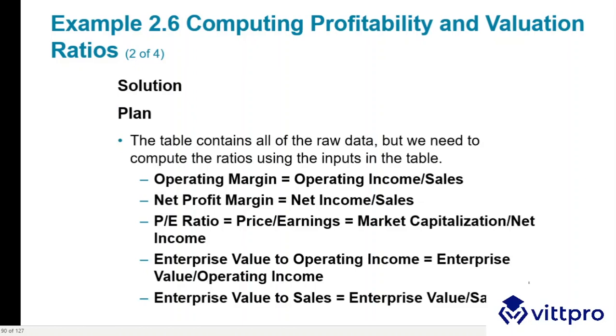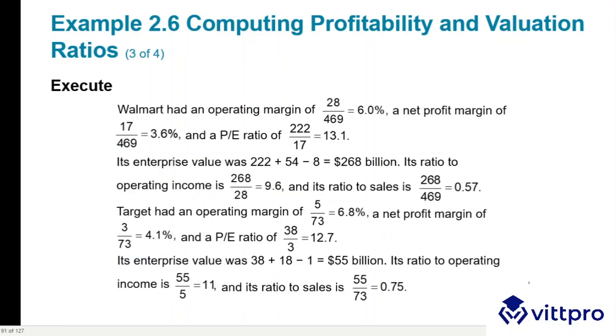PE ratio is market cap divided by the net income. So here you can calculate: Walmart has an operating margin of 6% and a net margin of 3.6%, 17 divided by 465, and the PE ratio is 13. Its enterprise ratios are 9.6 and 0.57, while Target has 6.8% and a net profit margin of 4%. So it's better than Walmart.